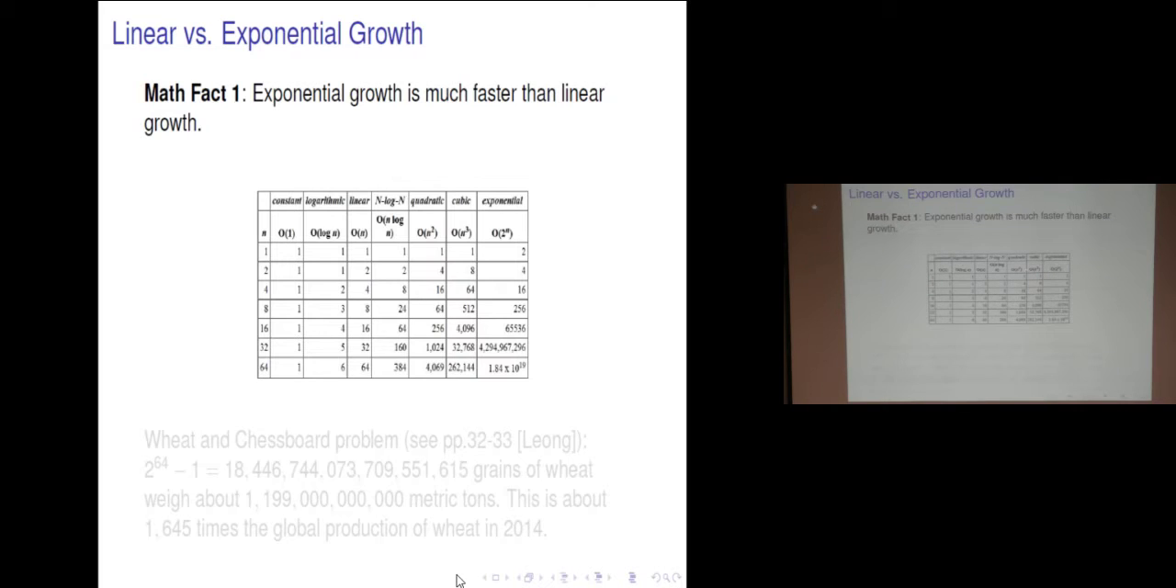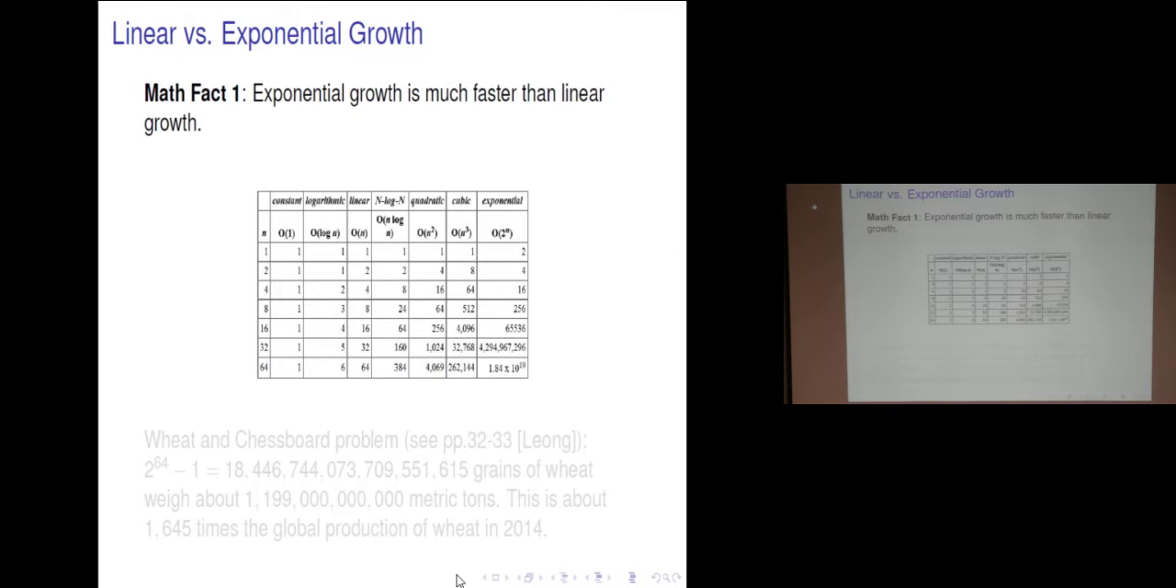Sorry, can you see this? This is n squared. This is n to the power 3. This is 2 to the n. So the last column is exponential. These 2 columns are polynomial. Okay, so let's look at when I increase n, how fast these numbers go.